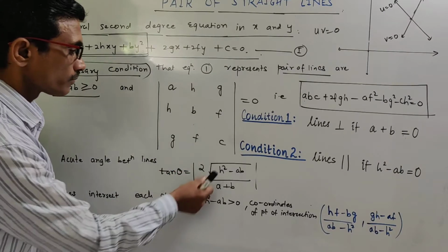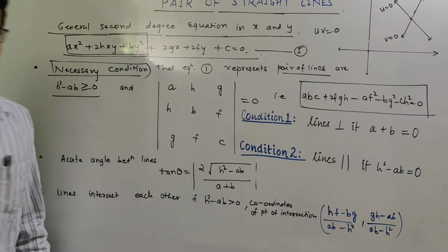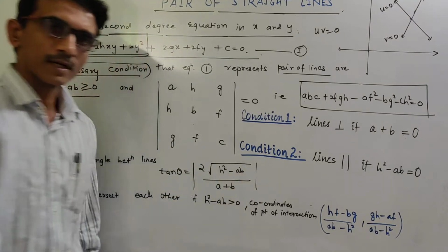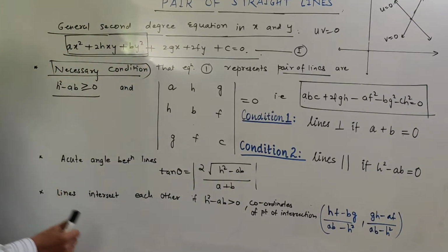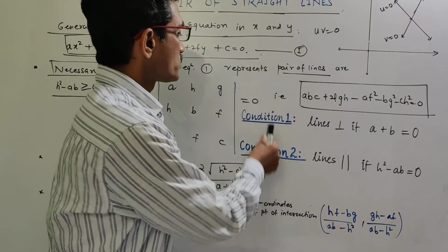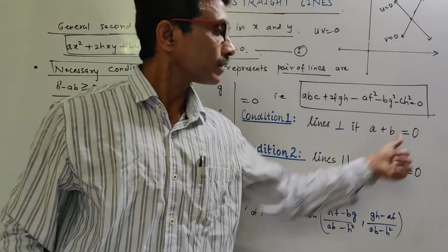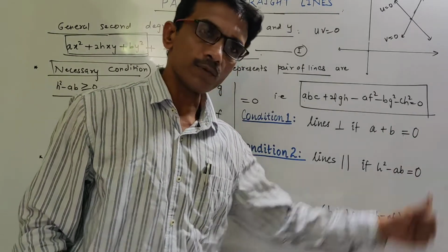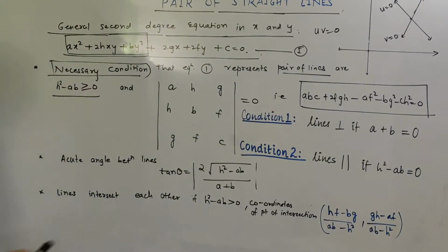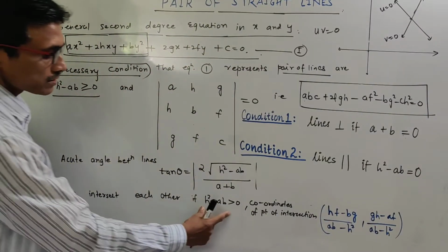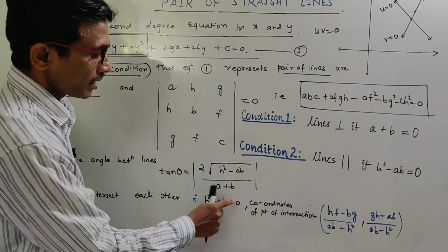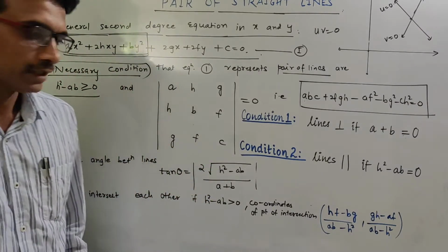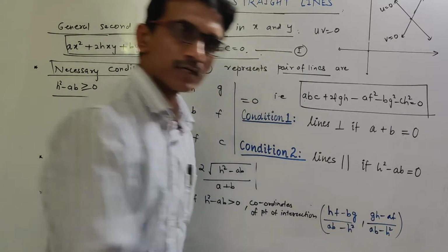So tan theta is mod of 2 root h square minus ab upon a plus b, जैसे कि आपने homogeneous equation में पढ़ा है. फिर the lines are, see the condition number 1, lines are perpendicular if a plus b is equal to 0, or lines are parallel if h square minus ab is equal to 0. Another condition, the lines are intersecting when this h square minus ab is greater than 0 and the coordinates of point of intersection are given by this formula.